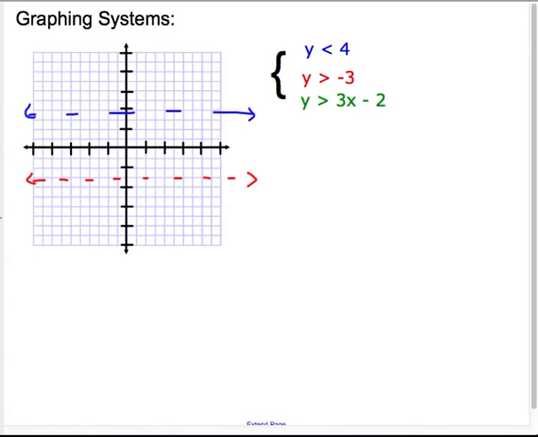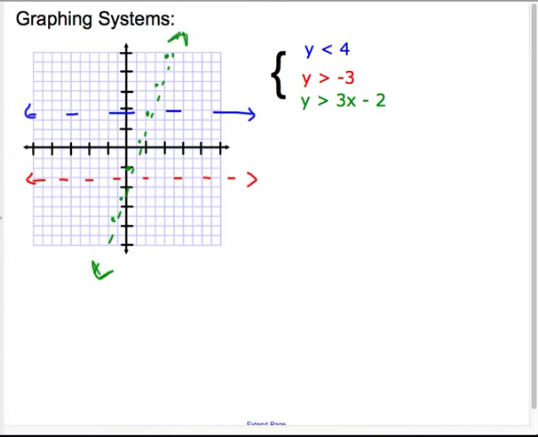And for my green equation, I've got it in slope-intercept form. So my y-intercept is negative 2. And my slope is 3, so I'm going to rise 3 and run 1. Run to the right 1. And I like to plot a lot of points when I'm doing systems so that I can see exactly where they intersect. And this one is dotted as well.